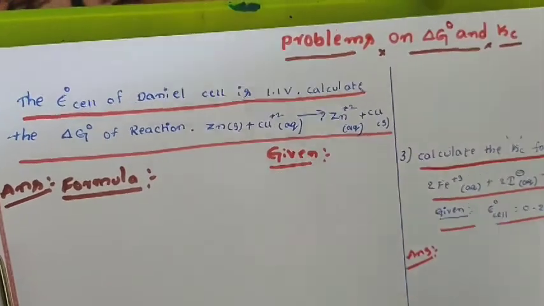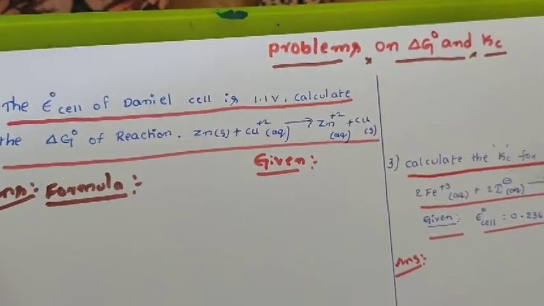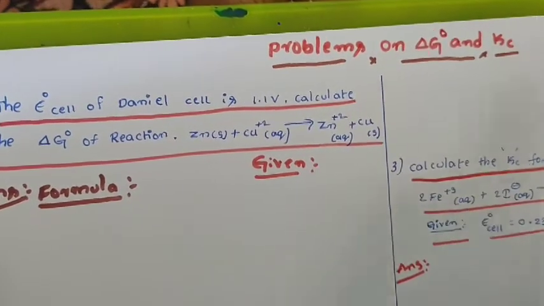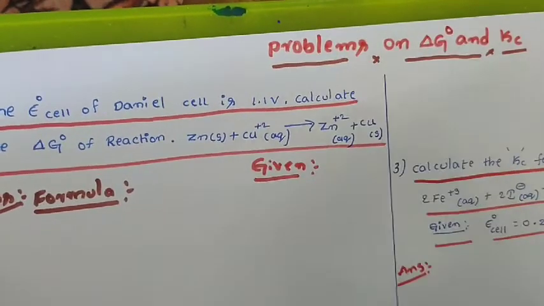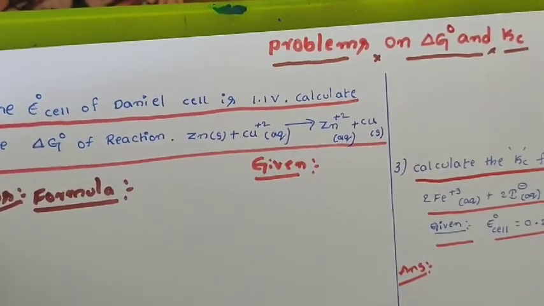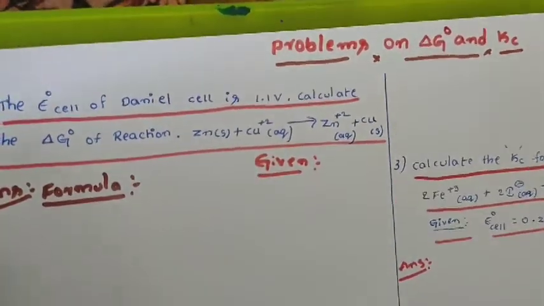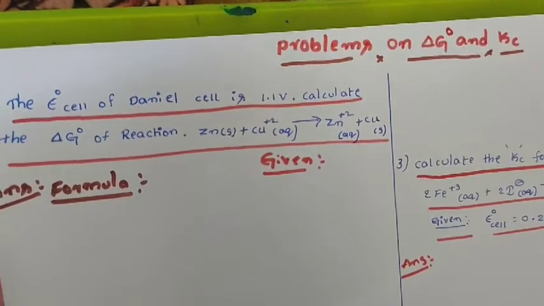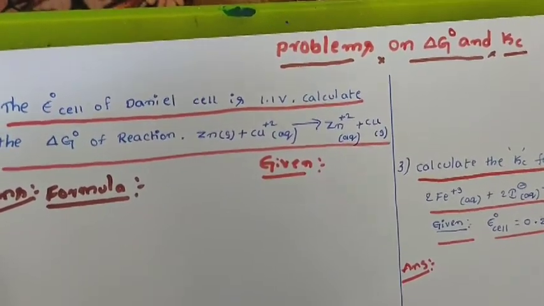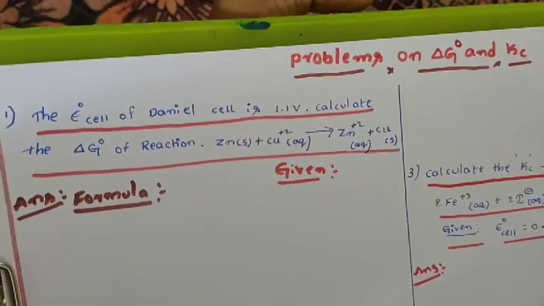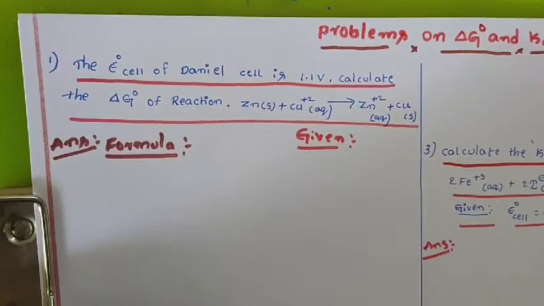So in last class we started electrochemistry. In that we already discussed a few problems on delta G naught and Kc. What is the meaning of delta G naught? Already we discussed yesterday, delta G naught gives free energy. Kc is nothing but the equilibrium constant. So it's a very important model for both PU and competitive questions.